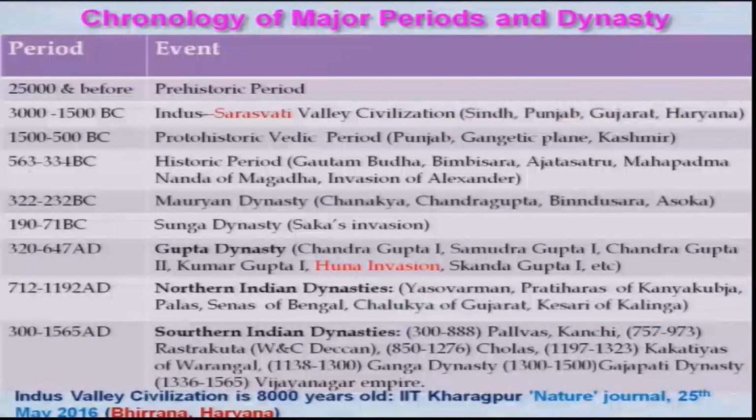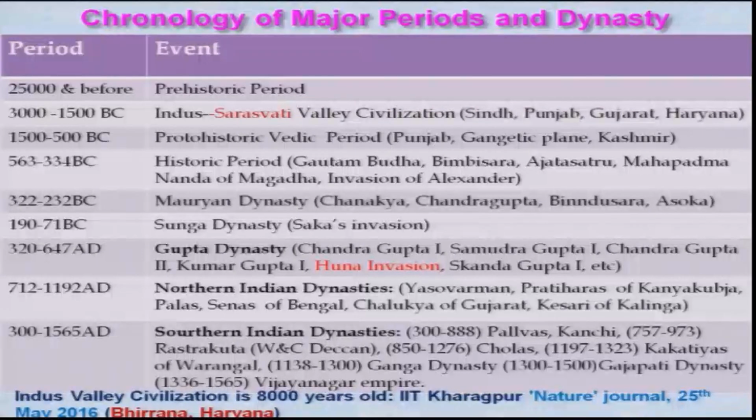Of course, that is what is being accepted worldwide that I have quoted here. 560 to 330 BC is the historic period when a lot of people took birth and contributed. I have just mentioned Gautam Buddha, Bimbisara, Ajatashatru, these are the kings. You might be aware of Gautam Buddha, the propounder of Buddhism, which spread over a larger portion of Asia and other regions also. Ajatashatru and Mahapadmananda of Magadha, and during that time there was the invasion of Alexander. This invasion was nullified by the king Porus, and Alexander was forced to have a truce with Porus, the king in the frontier regions of India.